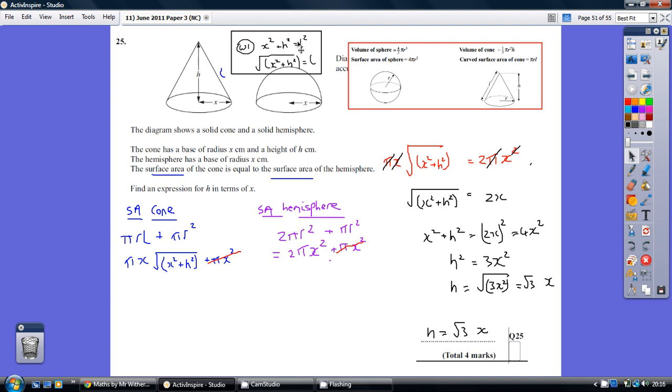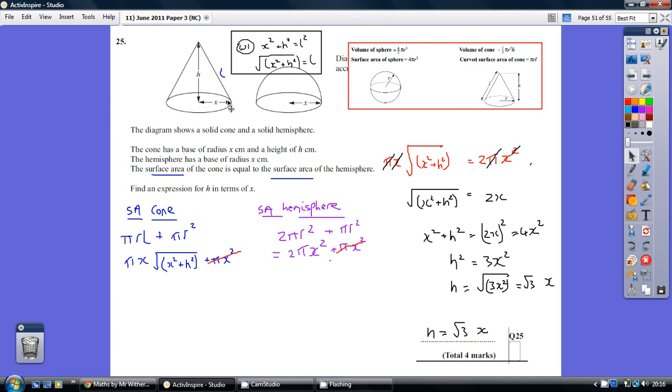So we have to think about Pythagoras, where x squared plus h squared equals L squared. So L is the square root of x squared plus h squared. So the surface area is pi RL for the cone, which is pi x square root of x squared plus h squared. Now with the hemisphere, okay, the surface area of a whole football would be 4 pi r squared. We've got half a football, so that's 2 pi r squared, which is 2 pi x squared.